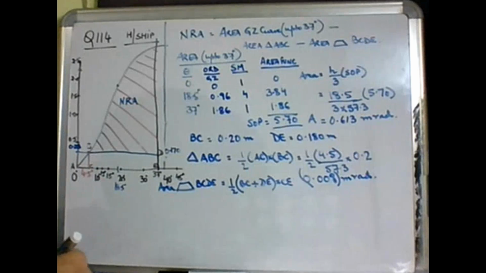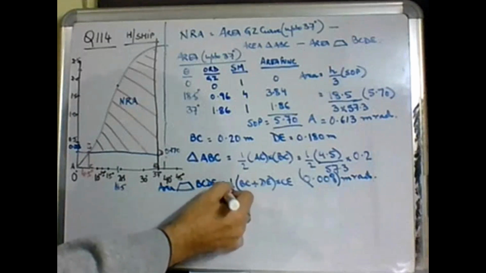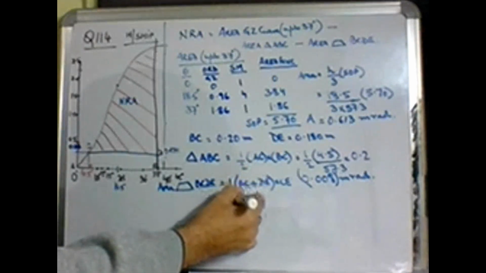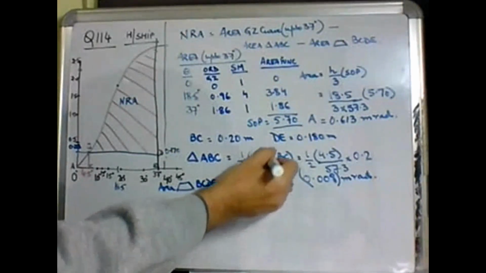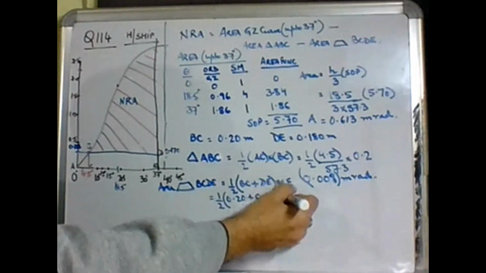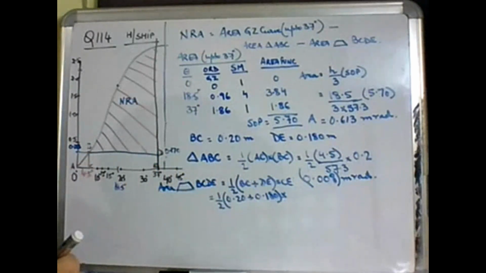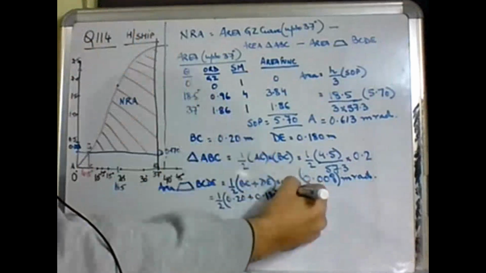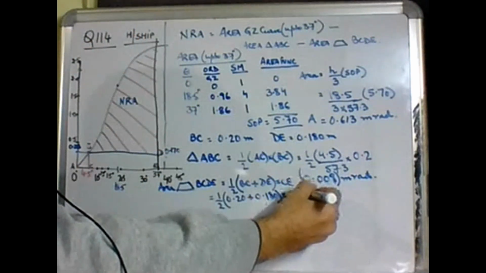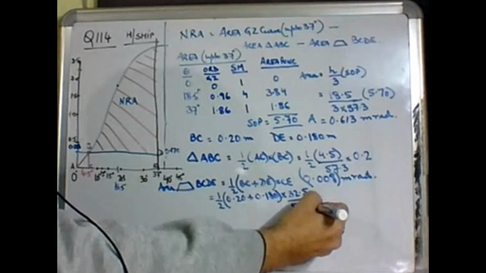Okay, is this okay with everyone? So half BC is 0.2. DE is 0.18. Into CE, how much will it be? How much will be CE? 37 minus 4.5, it's 4.5. That is 32.5. 32.5 degrees. Get rid of degrees, divide by 57.3.